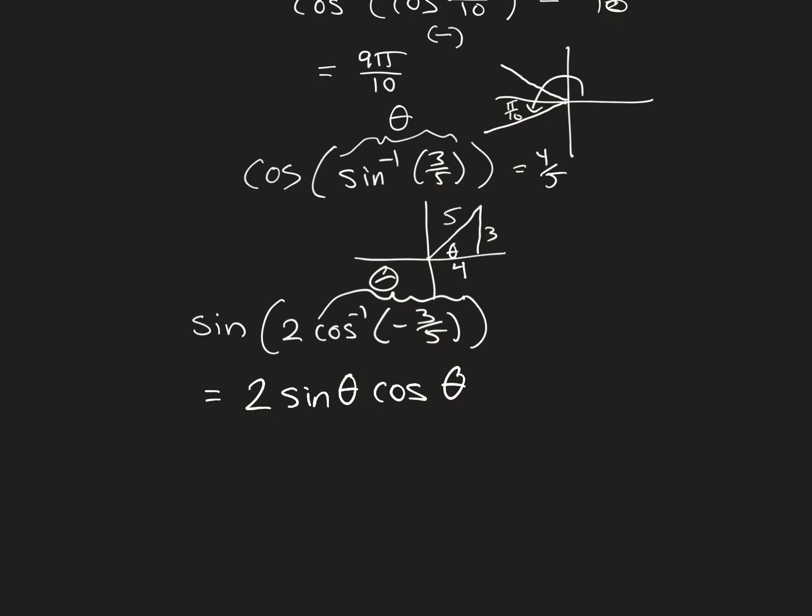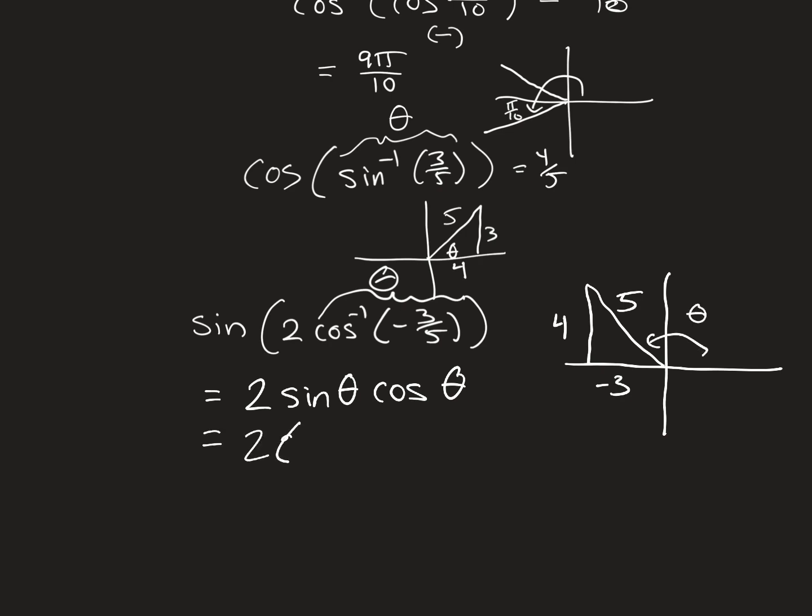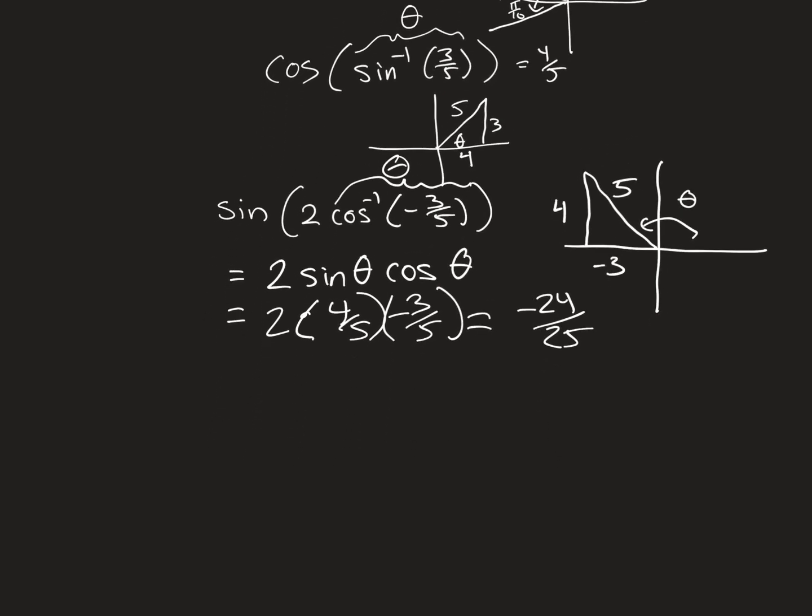In order to find sine of the angle and cosine of this angle, I've got to set up the appropriate triangle. And for inverse cosine, if the ratio is negative, I'm drawing my triangle in quadrant 2. And the x will be -3, the hypotenuse is 5, and the y value will be +4. So the sine of this angle will be 4/5, and the cosine is -3/5, and this will get me -24/25.